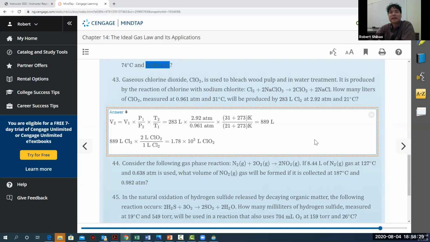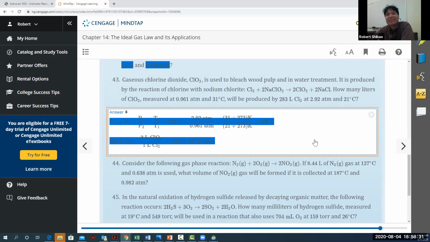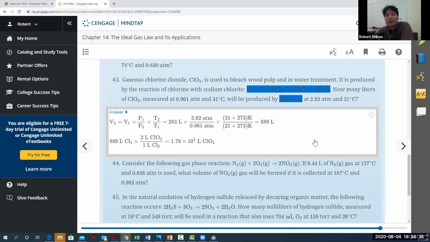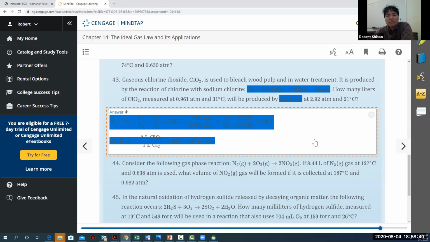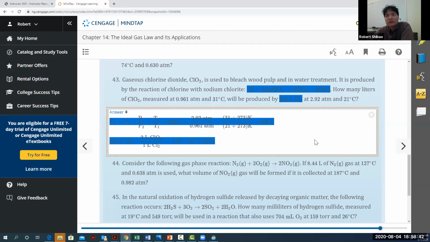Well, they still used it. What they're doing here is, I see what they're doing now. In this case, they're going to figure out if this chlorine were at this pressure versus 3 atmospheres. So they're going to take the chlorine and reduce it from 3 atmospheres to about 1 atmosphere.